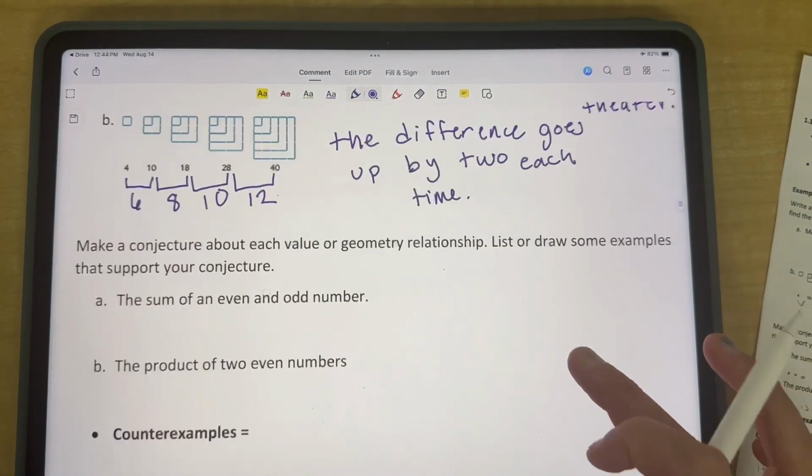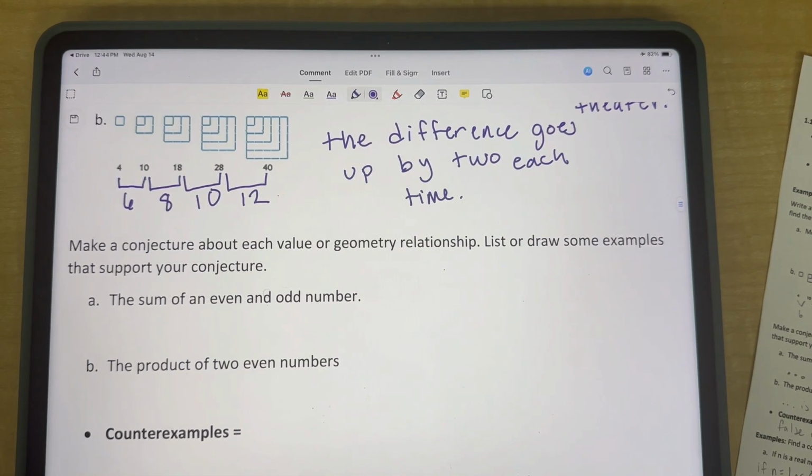Okay, make a conjecture about each value or geometric relation. List or draw some examples that support your conjecture. Okay, the sum of an even and an odd number.